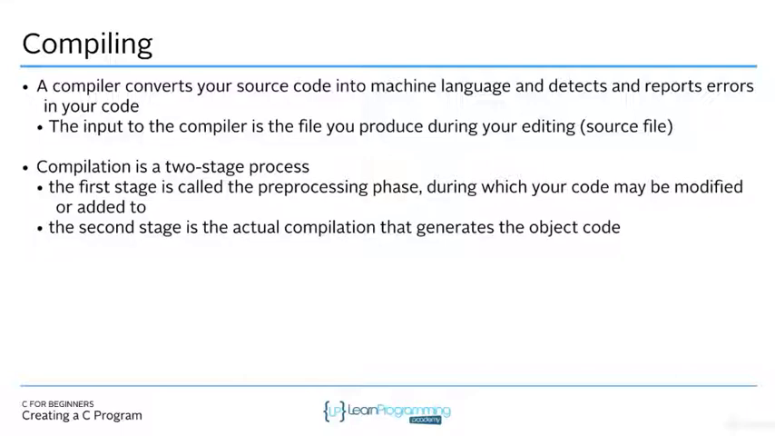Compilation itself, converting this code, is a two-stage process. The first stage is called the pre-processing phase, during which your code may be modified or added to. The second stage is the actual compilation, which generates the assembly language code. We'll talk about this pre-processing phase in more detail, but you just need to know now that there are two stages when you do compilation. The one that we're going to focus on, or the one that's easy to understand, is the generation of the object code.